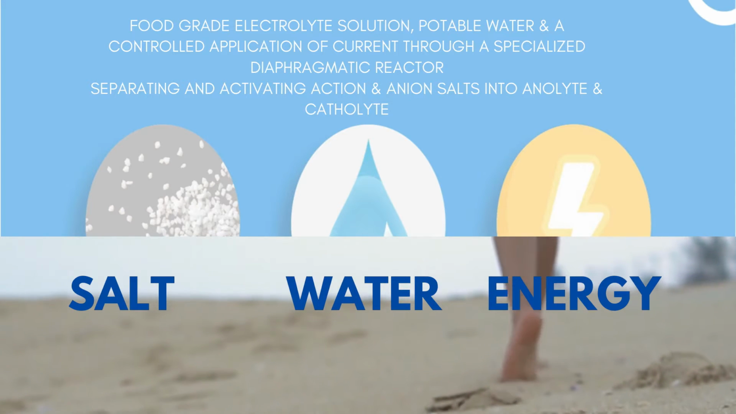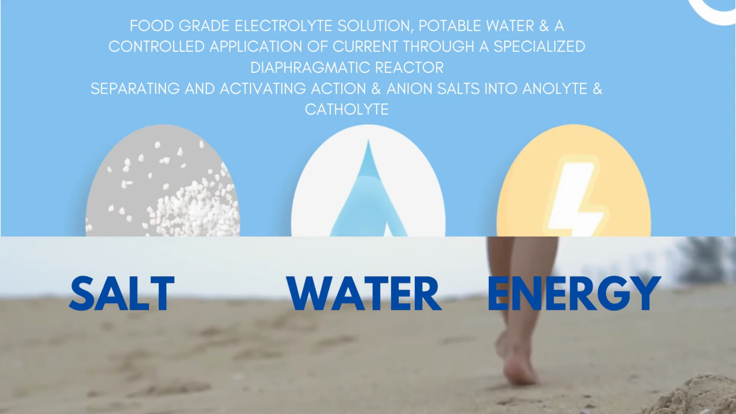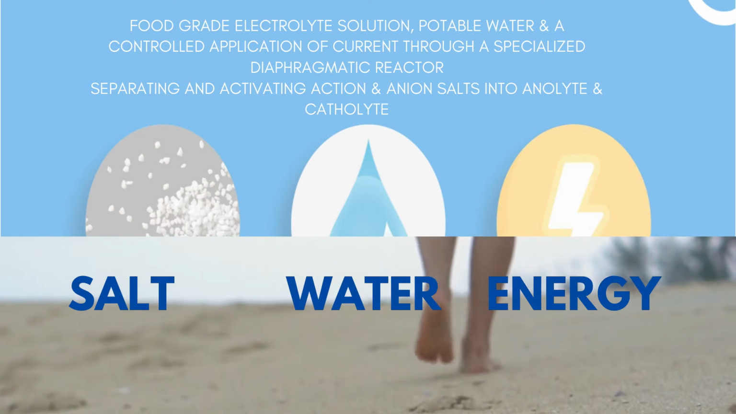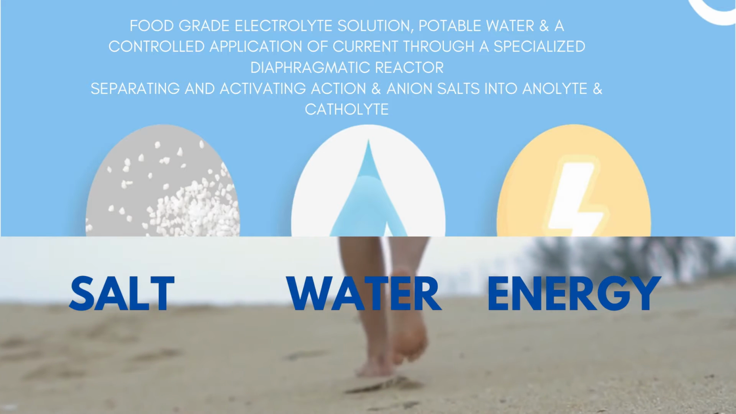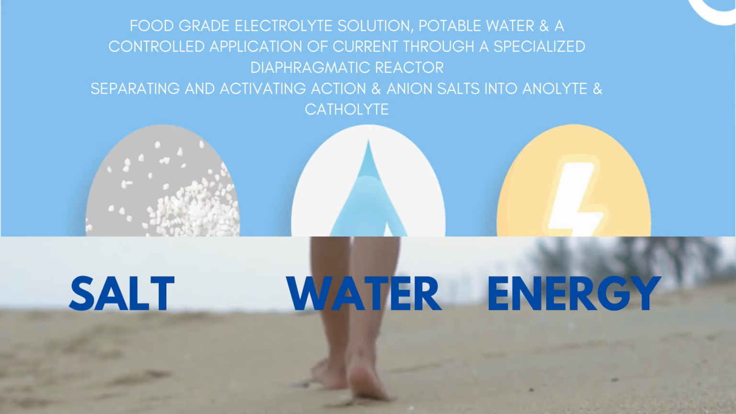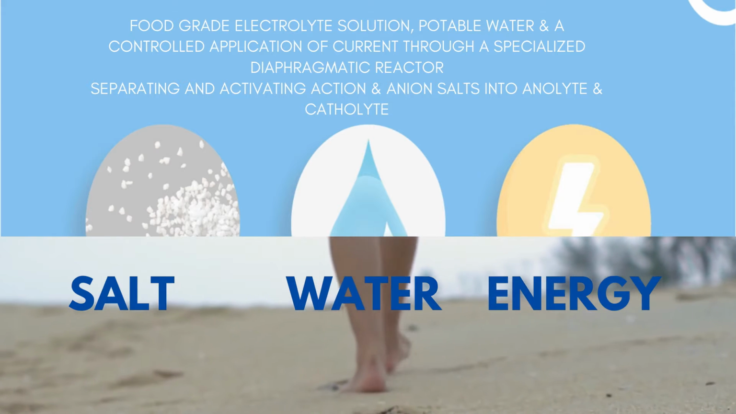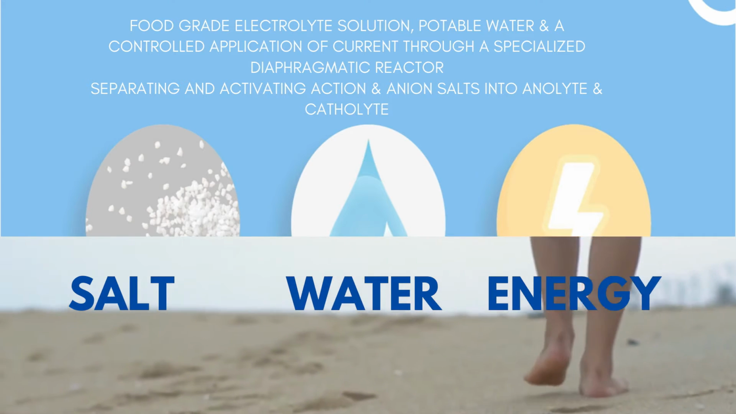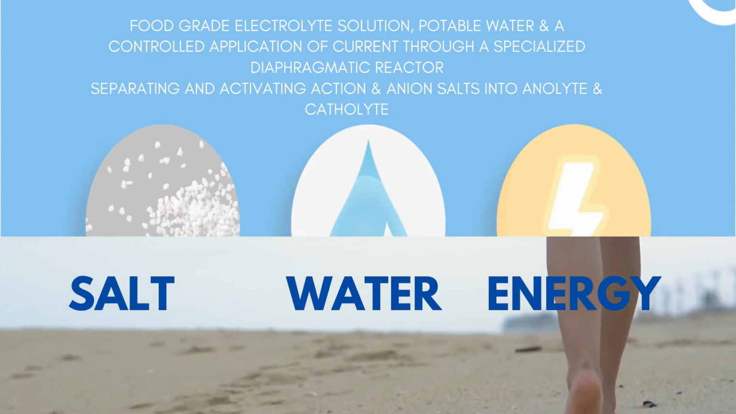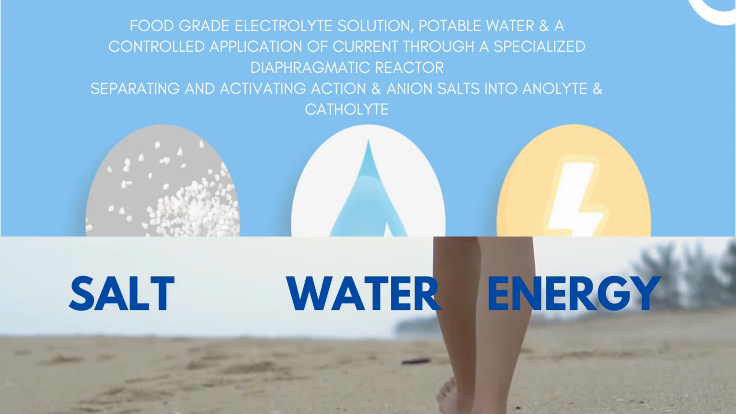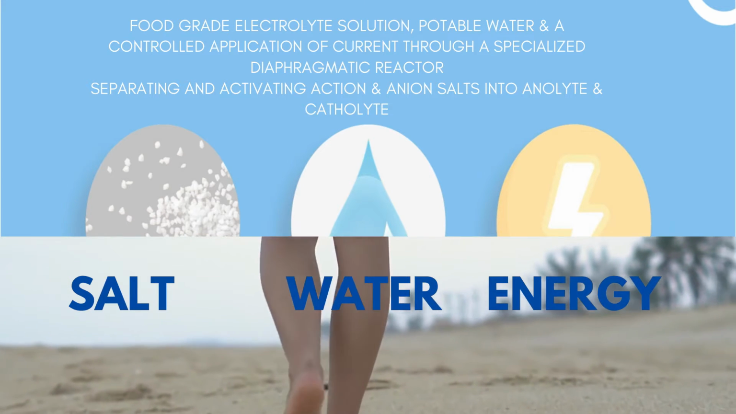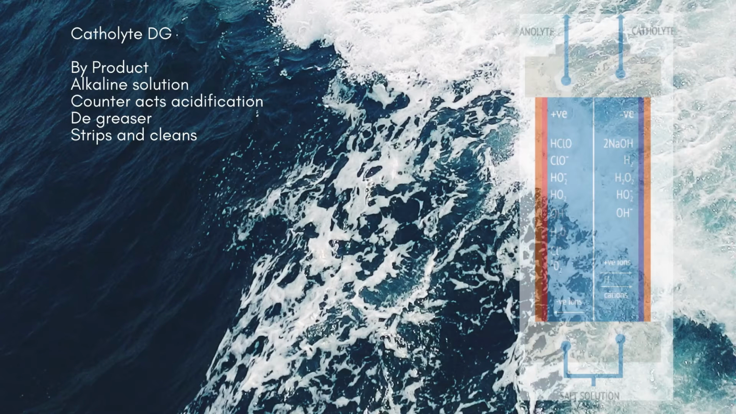It is made by combining salt, sodium chloride, and purified water, processed through a specialized electrochemical reactor where current is applied to the solution, causing an ionic action to separate and activate. Two products are then produced. One is analyte, NTL, and catholyte, DG, a byproduct of the analyte. Analyte, NTL, is non-toxic and is natural, but lethal at disinfecting and healing on many different levels.